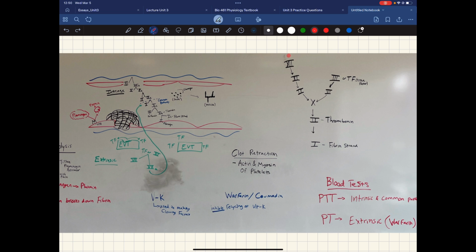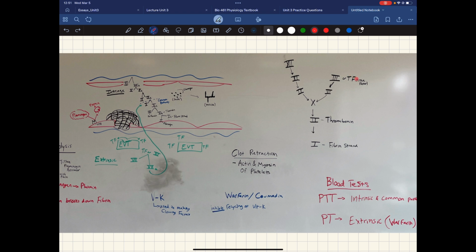We know the extrinsic pathway and the intrinsic pathway both lead to the common pathway. So we'll start with the intrinsic pathway, which is 12, 11, 9, 10. We pretty much count down from 12, 11, skip 10, 9, and then we're back on the common, which is 10.